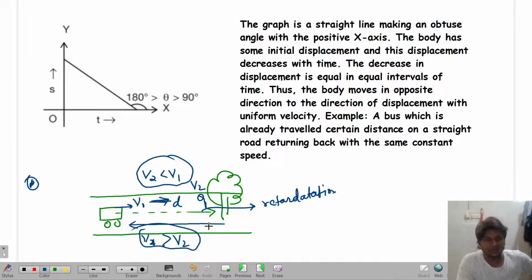But in the backward direction, when it is moving backward, acceleration is happening. Where is the acceleration happening? In the opposite direction. So try to understand. In the first case, what is happening, guys? Retardation is happening. And in the second case, acceleration is happening. So can I say that retardation is happening along the direction of motion, while acceleration is happening opposite to the direction of motion?